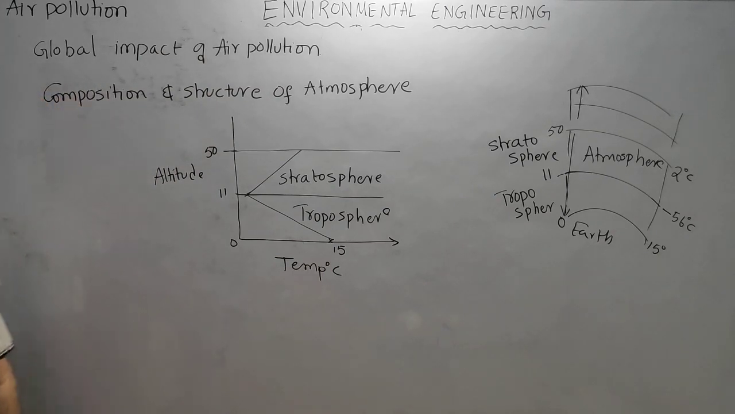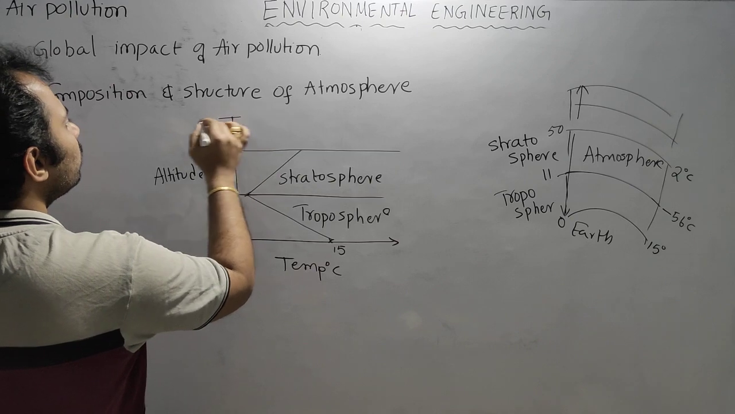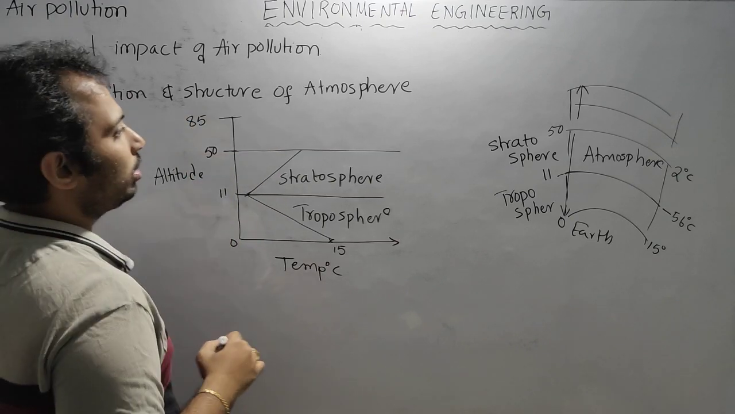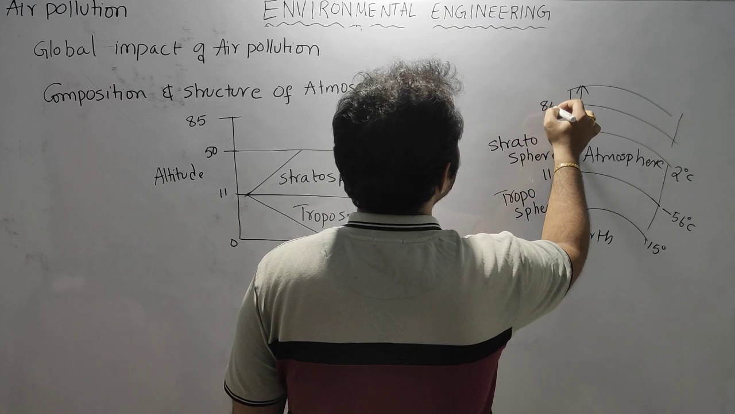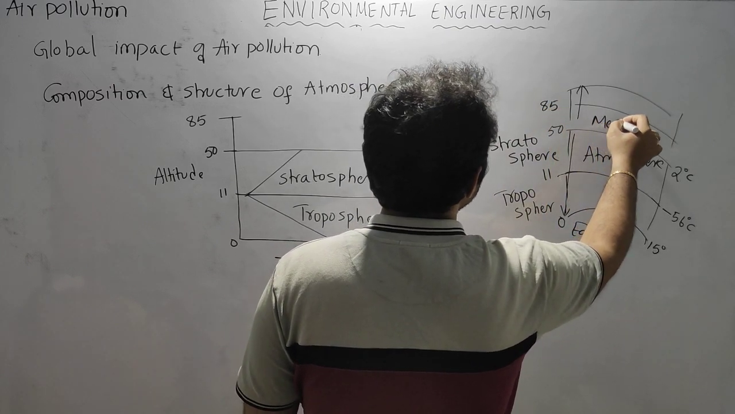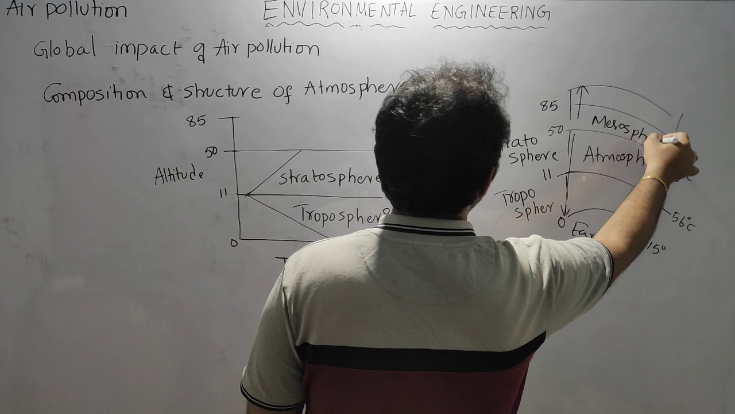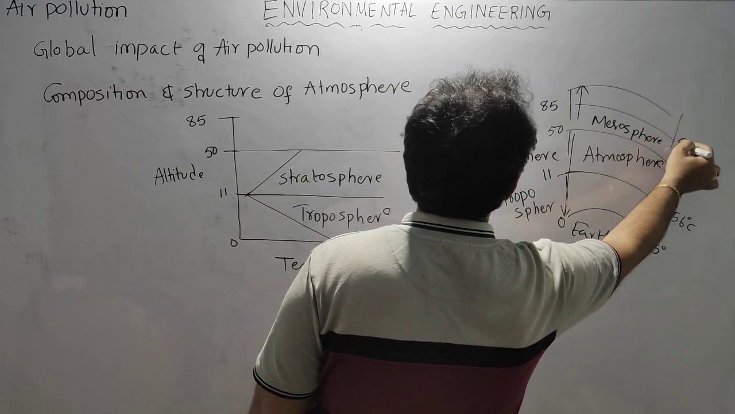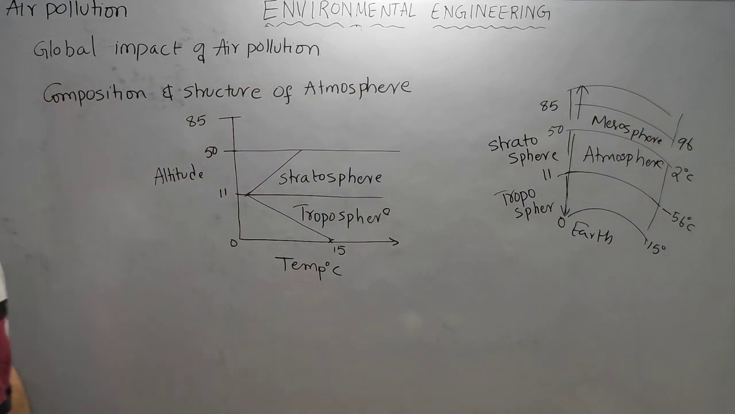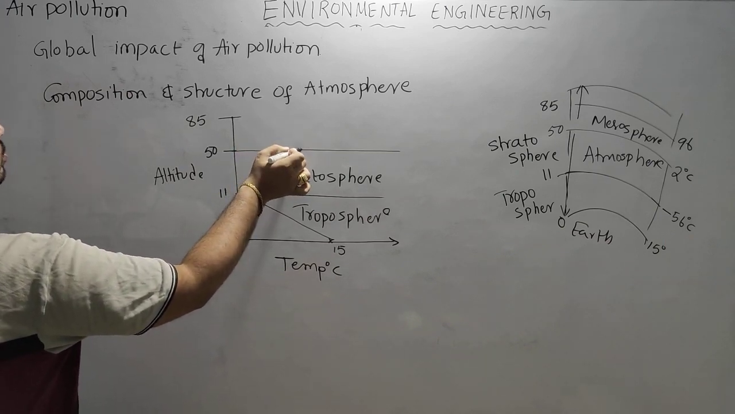And from 50 to 85 kilometers, that is the mesosphere. Here again the temperature decreases, to minus 92 degrees. So again the temperature decreases in the mesosphere.